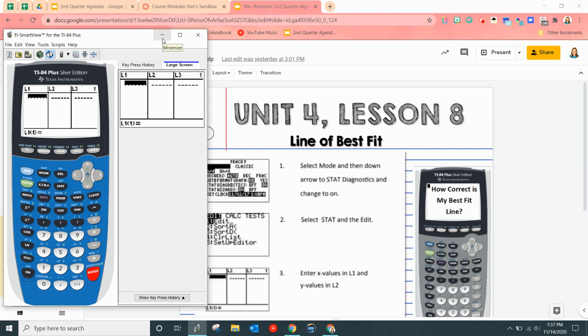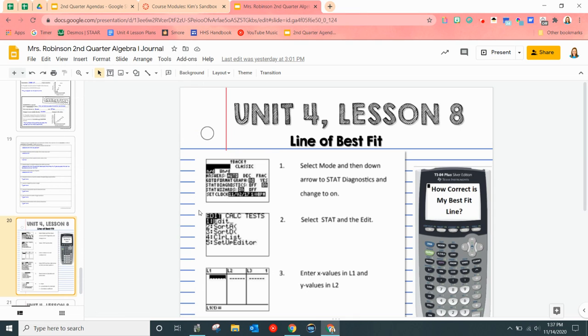Now we're just going to get more information when we do Stat Edit. If you're confused and you don't know what I'm talking about with Stat Edit, this was when we went back and did linear regression earlier in Unit 3. This is how we write the equation of lines using the calculator.